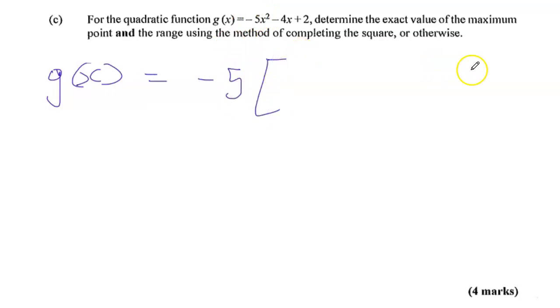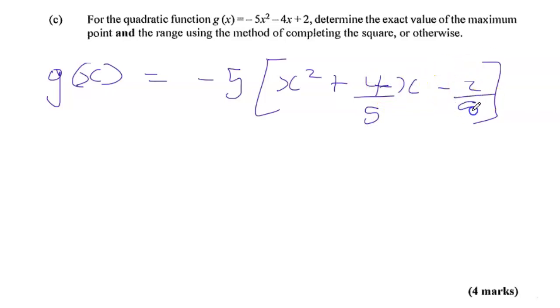And of course, to get the terms for the bracket, we divide each of these terms by minus 5. So we end up with x squared divided by minus 5, that's 4/5 x, divided by minus 5, it's minus 2/5. So remember, to complete the square, we first need to factor out the x squared coefficient.